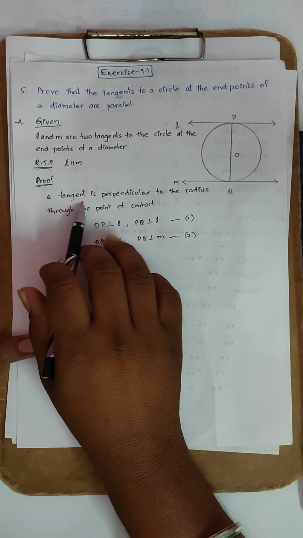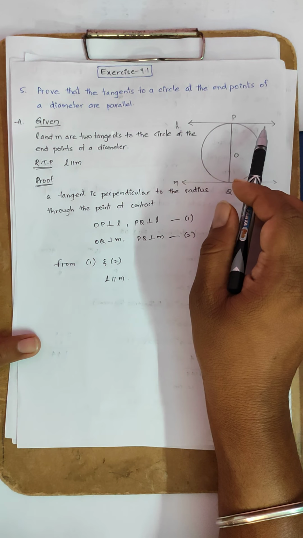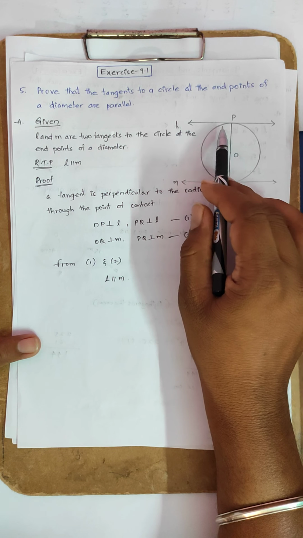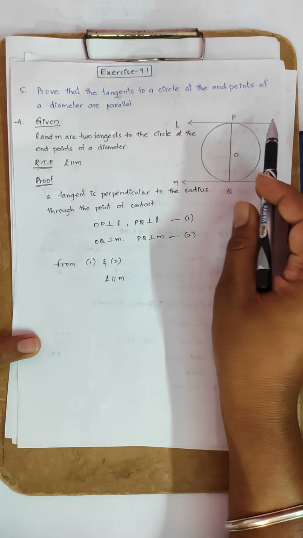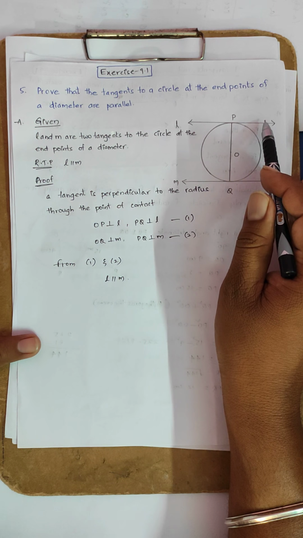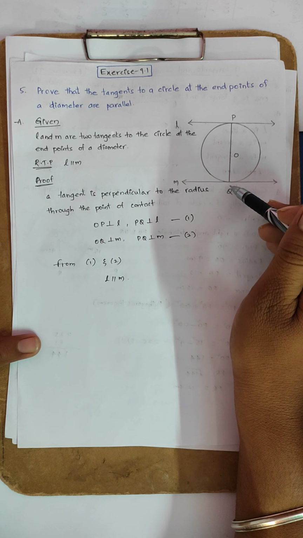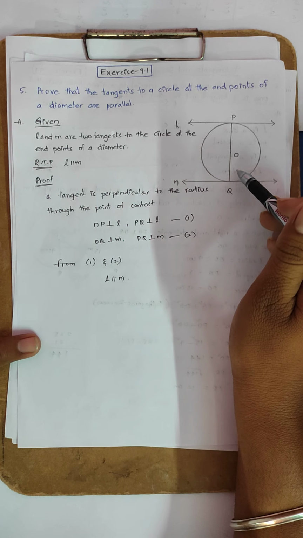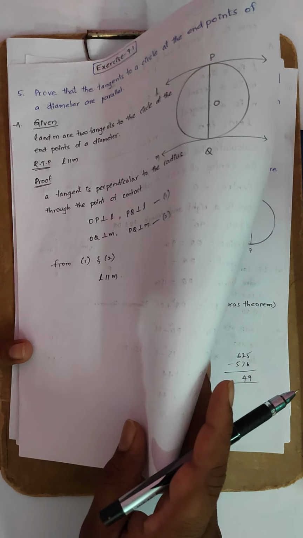Proof: a tangent is perpendicular to the radius. All of you know that a tangent to a circle and the radius are always at 90 degrees, a right angle. So OP is perpendicular to L, OQ is perpendicular to M. In this way, PQ is perpendicular to L, PQ is perpendicular to M. Then finally, both lines are perpendicular to PQ. With this, we can confirm that L is parallel to M. Okay, thank you so much.